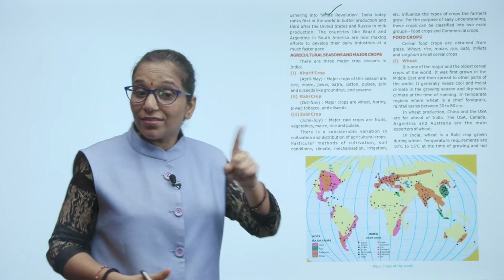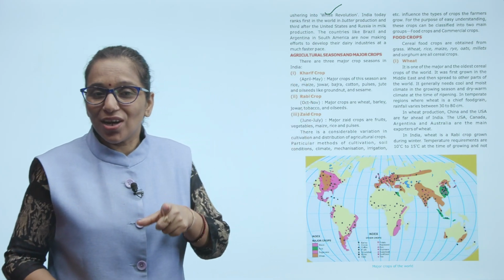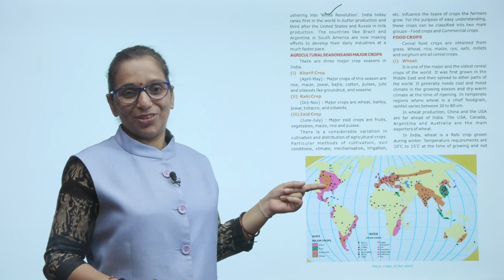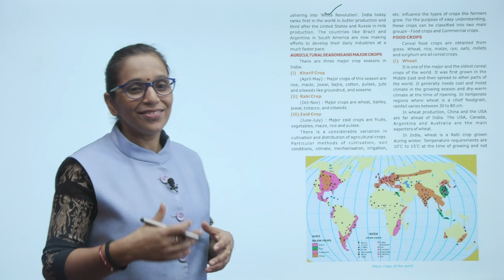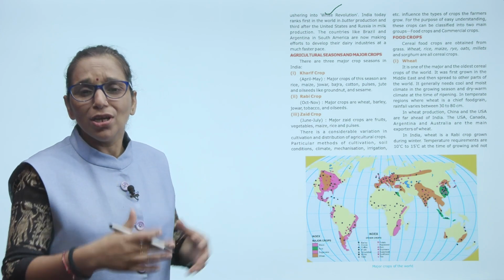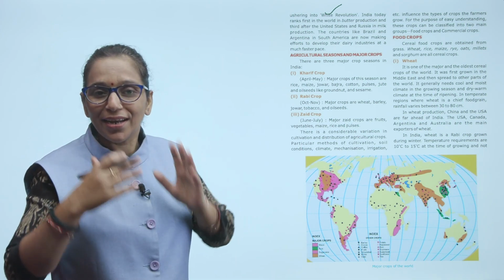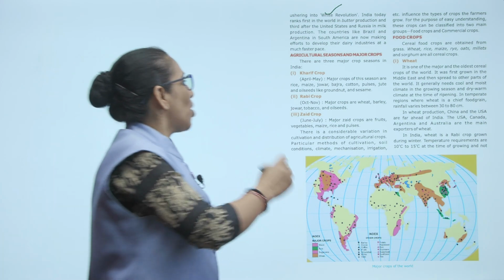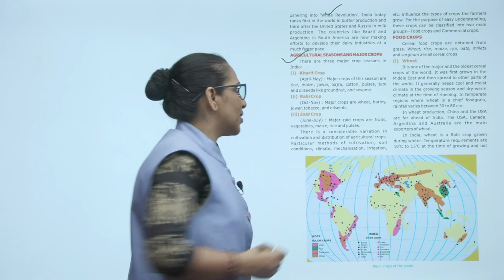India today ranks first in the world in butter production and third after the US and Russia in milk production. Countries like Brazil and Argentina in South America are now making efforts to develop their own dairy industries at a much faster pace. Now, agricultural seasons and major crops.